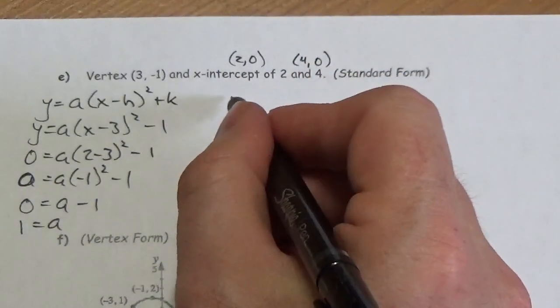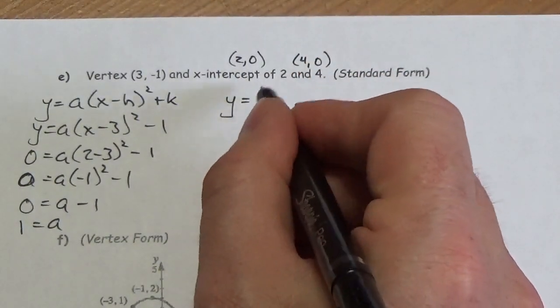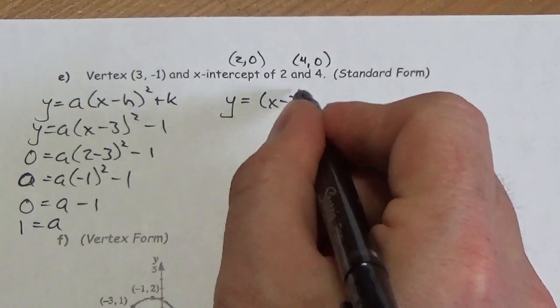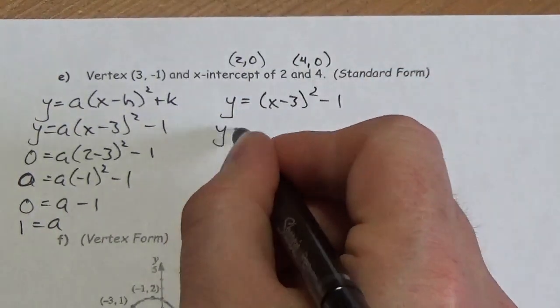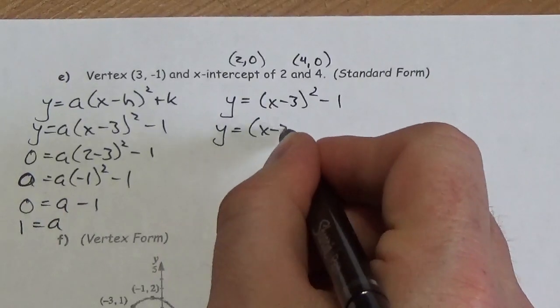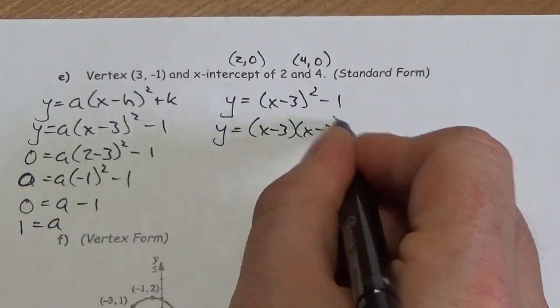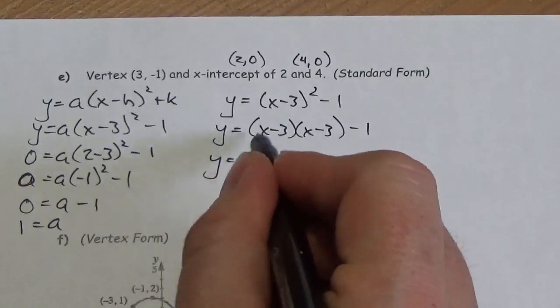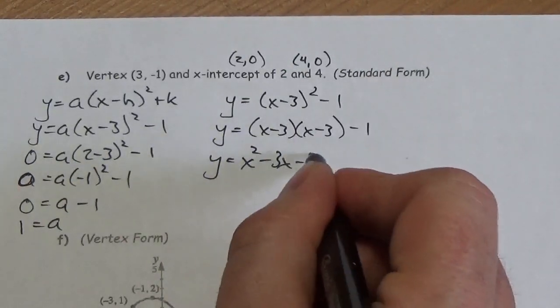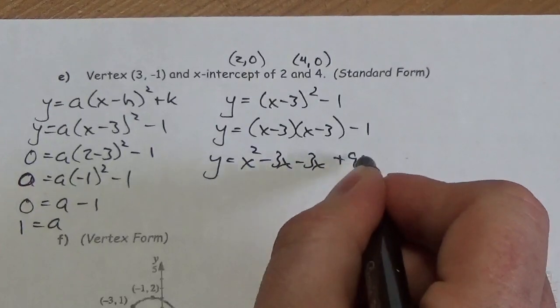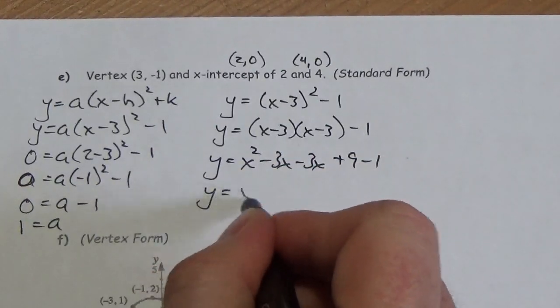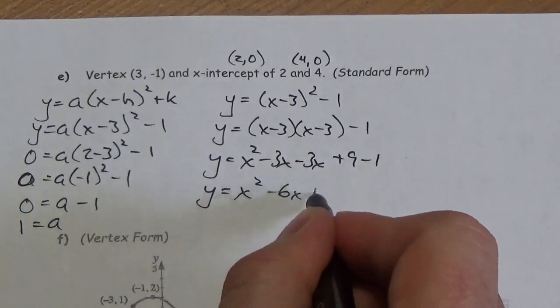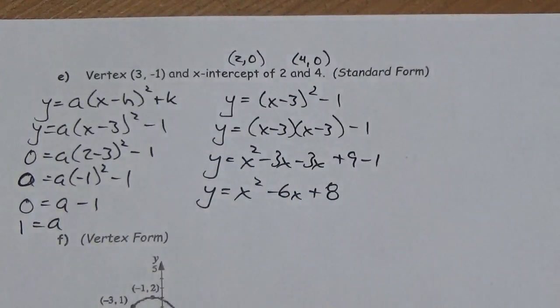And so therefore my equation is going to be y is equal to 1 times (x minus 3) squared minus 1. I want it in standard form, so I'm going to multiply that out. I'm going to square it. This will be x squared minus 3x minus 3x plus 9 minus 1. So y is equal to x squared minus 6x plus 8.